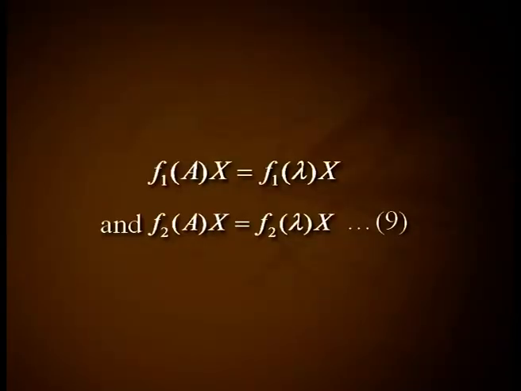Hence, if f2 of lambda is a characteristic root of f2 of A, we have f2 of lambda not equal to 0. Since modulus of f2 of A is not equal to 0, f2 of A inverse exists. Now, f1 of A into x equal to f1 of lambda into x, and f2 of A into x is equal to f2 of lambda into x. Equation 9.